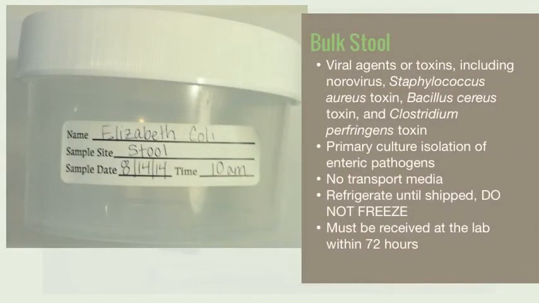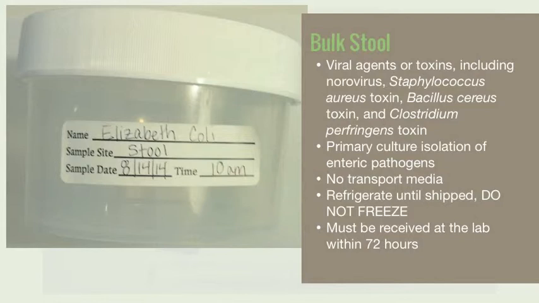Bulk stool containers are used for the collection and transport of stool specimens to the laboratory for identification of viral agents or toxins, including norovirus, Staphylococcus aureus toxin, Bacillus cereus toxin, and Clostridium perfringens toxin. Stool specimens are also used for primary culture isolation of enteric pathogens. This container does not have transport media.